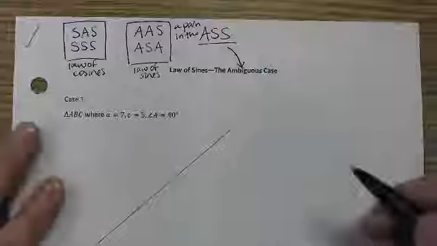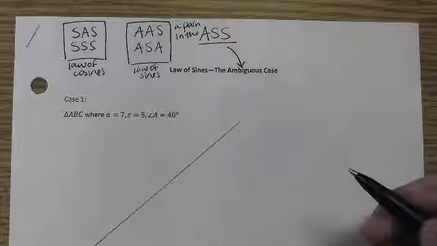Alright. So, the ambiguous case is a pain in the angle side side. That's how you remember what it is. It's a pain in the angle side side. And so we, tricky.